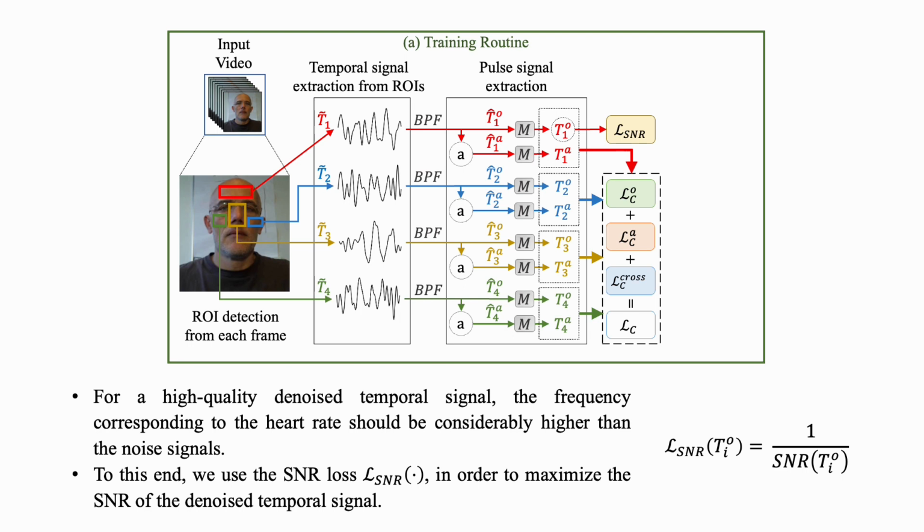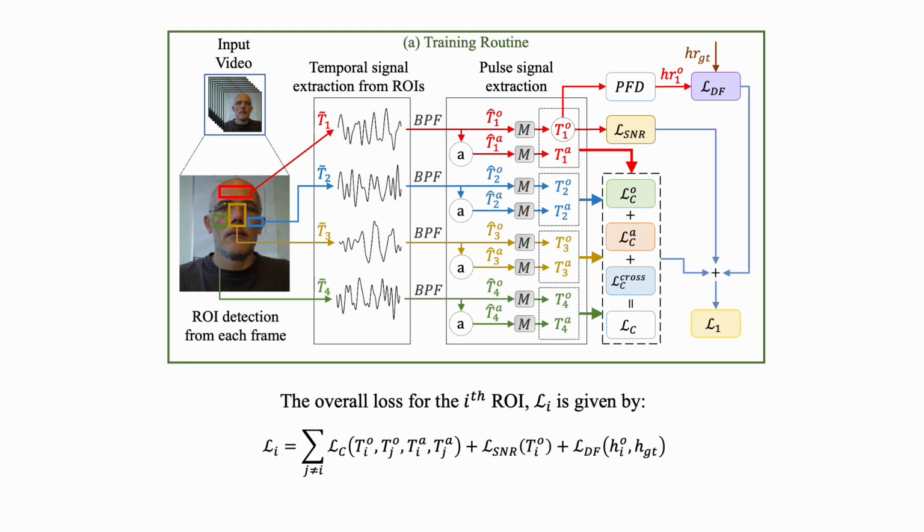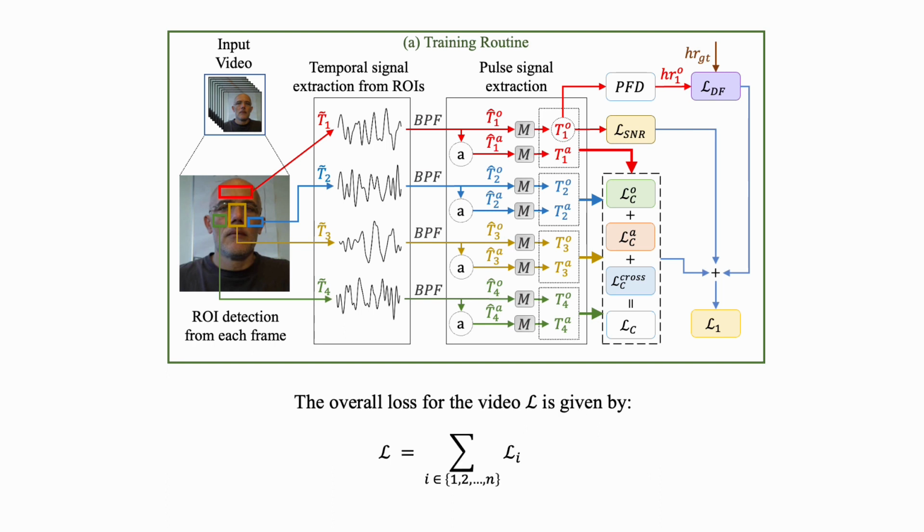To ensure a high quality denoised signal, we employ a SNR loss which maximizes the SNR of the obtained temporal signal. Finally, we use data fidelity loss to ensure that the obtained heart rate corresponds to the ground truth. The overall loss for a given ROI is computed as summation over the SNR loss, the data fidelity loss, and the contrastive loss. The summation of losses over all the ROIs gives us the overall loss for the video.